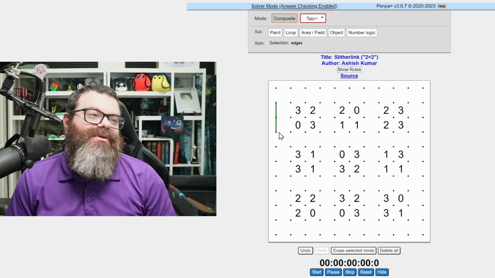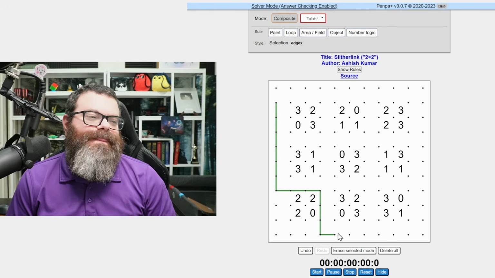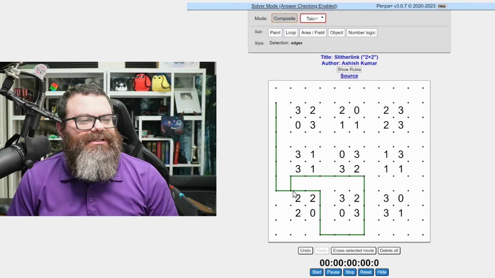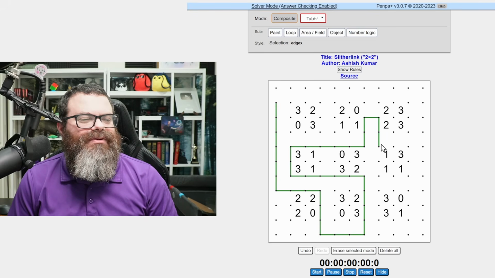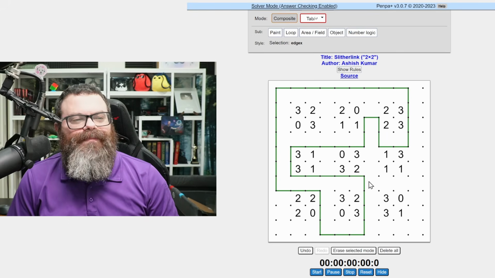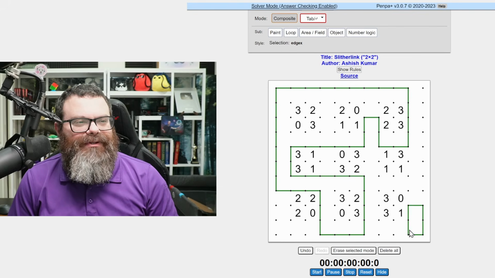Our goal is pretty simple. We need to draw a single loop in the grid. Loops do not cross through themselves. They do not branch. There's just a single loop in the grid. No dead ends, no crossing. Boom. And it's a single loop, so you can't do another loop over here.